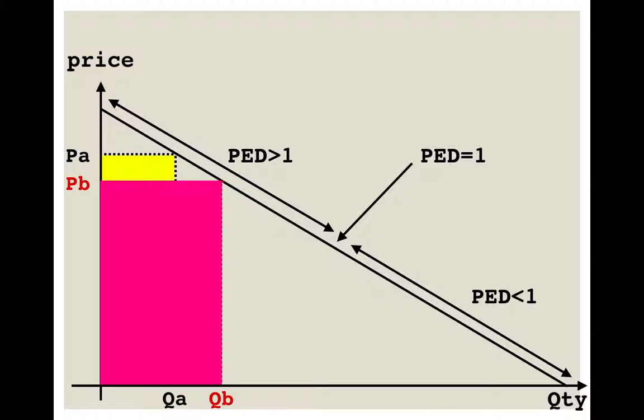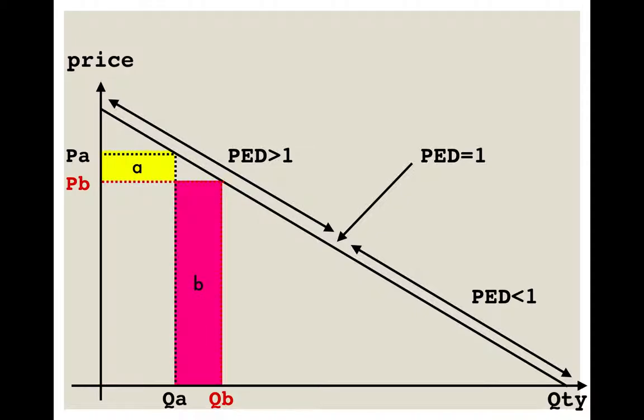Now, between these two areas, how do we know which area is bigger? We ignore the common area and essentially we are comparing the areas of A versus B. Area A is the loss in total revenue that the firm has to suffer because it is now lowering its prices for every unit of its good that it's selling. However, area B is the gain in total revenue that the firm enjoys because there are now more people buying its product.